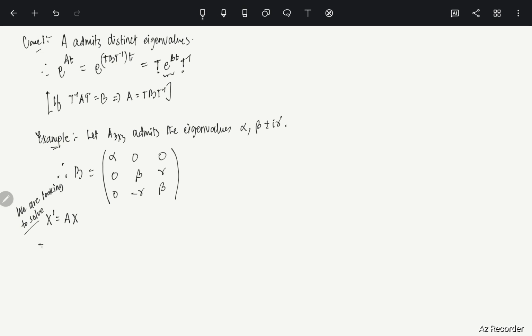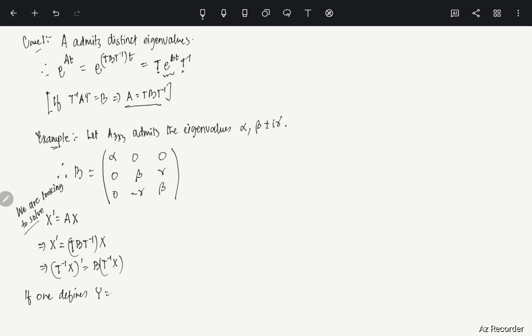Clear? Now you see what does it mean? X prime equals A x. What is A? A is nothing but T B T inverse. So it is T B T inverse times x. That will imply that T inverse times x whole prime is nothing but B T inverse of x, right? If we take this T to the other side, it is T inverse, and since T is a constant matrix, I can take it inside the derivative.